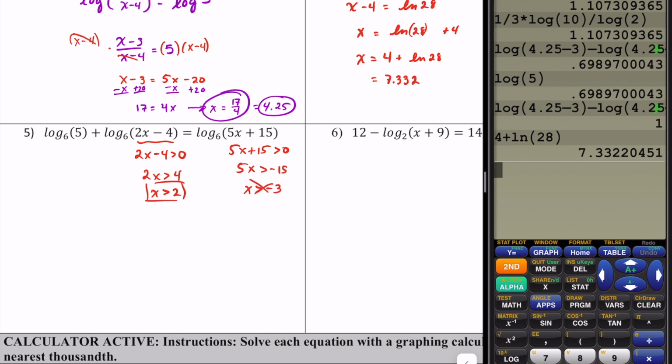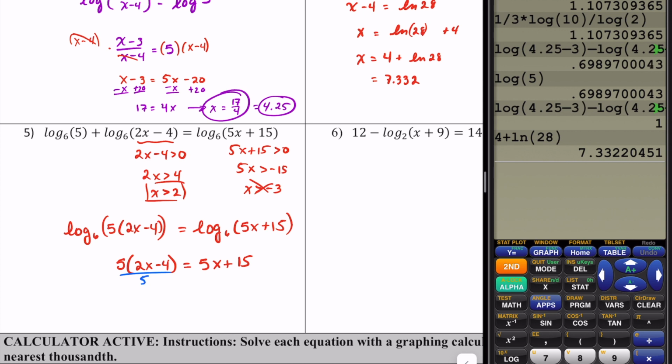Changing it to a multiplication. And now that I have log equal to log, I can negate the logs, essentially. So 5 times 2x minus 4, I could have distributed right there, but I didn't yet, equals 5x plus 15. In fact, I'm not going to. Instead, I'm going to choose to divide both sides by 5. I get 2x minus 4 equals, when I divide by 5, x plus 3. Subtract my x from the left, add my 4 to the right, I get x is 7. And that is in my domain, so I am good.